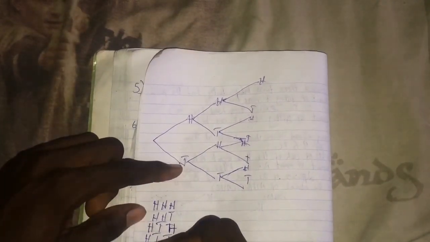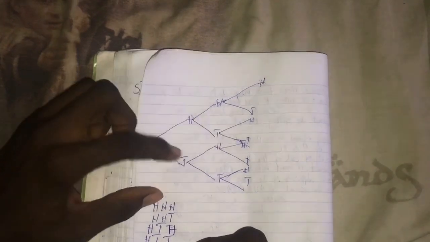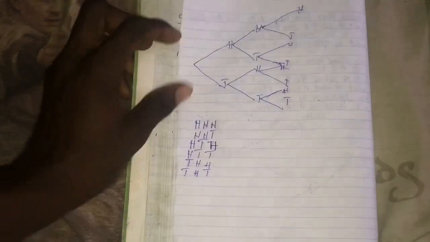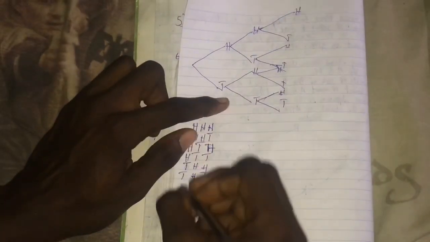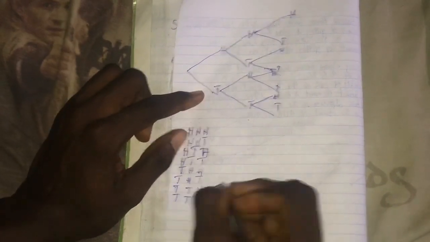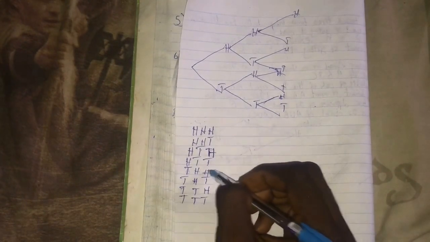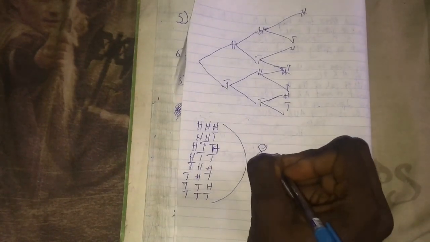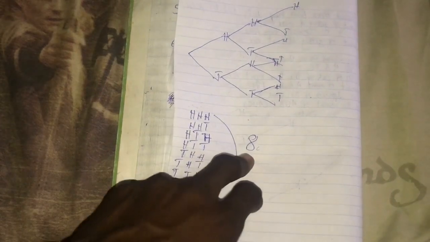Then here we have tail, head, head, tail, head, tail, then tail, tail, head, then tail, tail, tail. So our total outcome here is what? 1, 2, 3, 4, 5, 6, 7, 8. Total of this is what? 8 outcomes. This is our total outcome, which is 8.